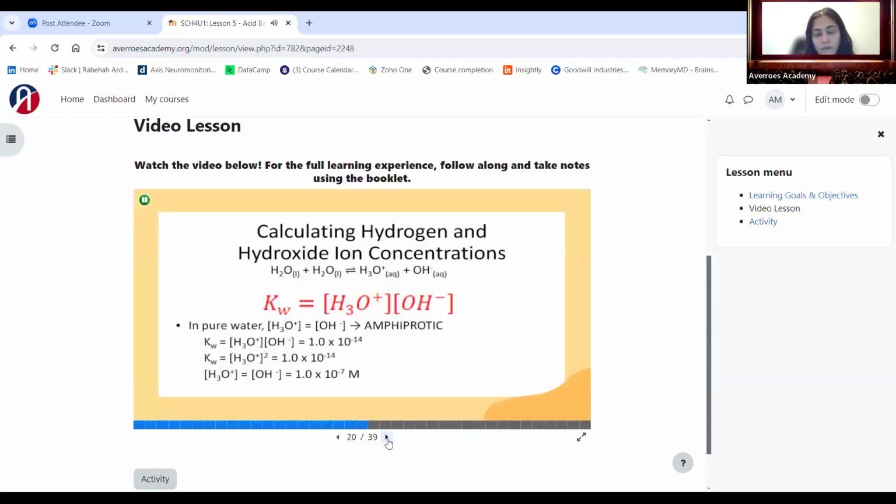So again, we can calculate the hydrogen and hydroxide ion concentrations using our Kw and using this formula. Remembering that in pure water, the concentrations of the hydroxide and hydrogen ions are equal, right? It's a one-to-one ratio in our equation. So the concentration of our H3O plus is going to be equal to the concentration of our OH minus, which is 1.0 times 10 to the negative 7 moles.